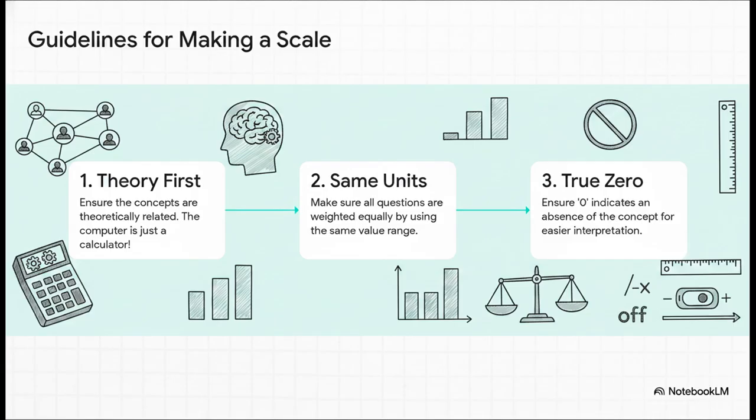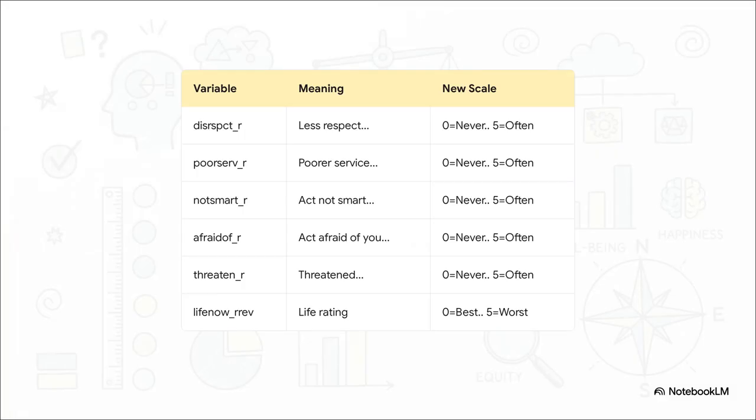Basically, we want 0 to mean never or none. It just makes interpreting your results way, way easier down the road. And check this out. This is the result of our data cleanup. We flipped all those variables around, so now 0 means never and 5 means almost every day. Perfect. A higher score now correctly means more marginalization.